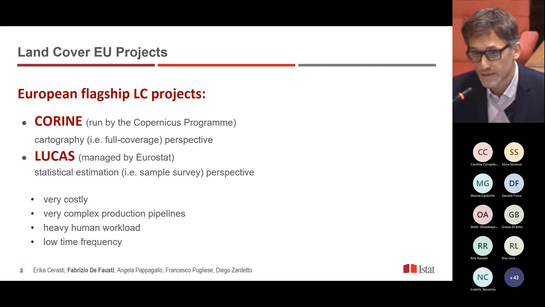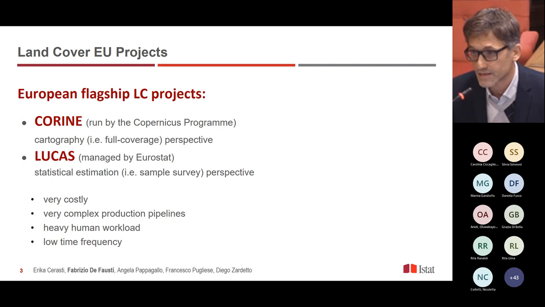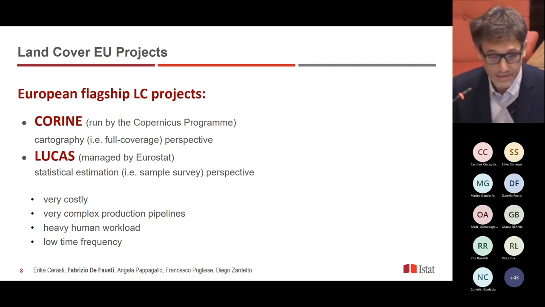They are important, high quality projects, but have many disadvantages. They are very costly. They have a very complex production pipeline, need a heavy human workload, and have low time frequency of dissemination. LUCAS is every 3 years, and CORINE Land Cover every 6 years.